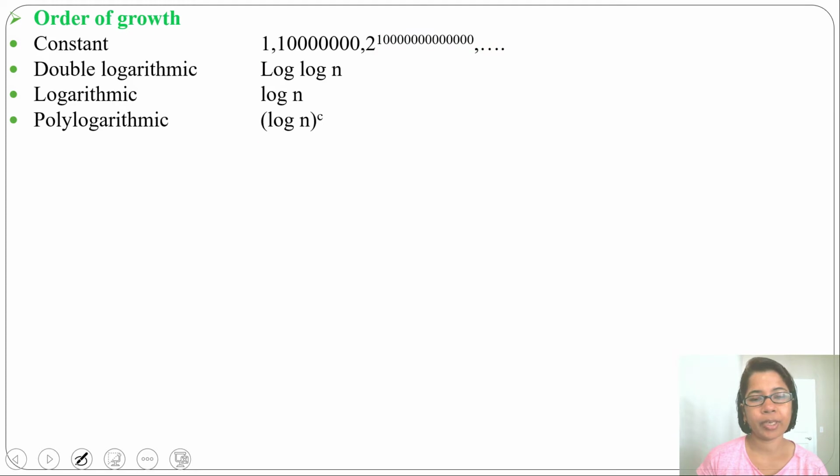Next is polylogarithm: log n power c, where c is any constant. So log n power any constant is polylogarithm, and polylogarithm has a higher order of growth than logarithm.